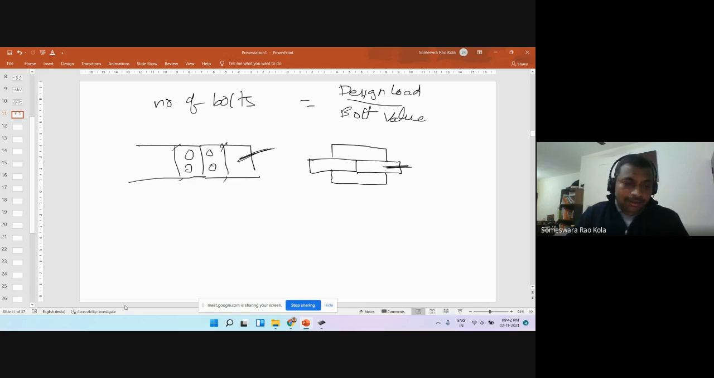Now, one is tensile strength, or rupture, or tearing of the plate. Design tensile strength. Sometimes you also call it rupture.